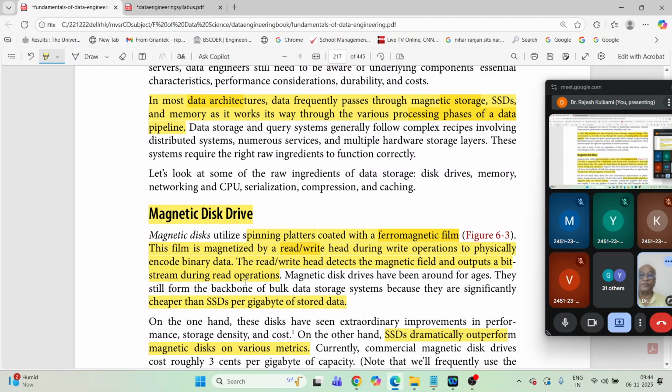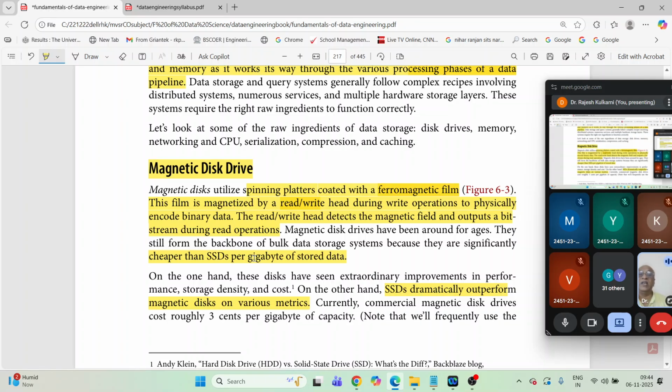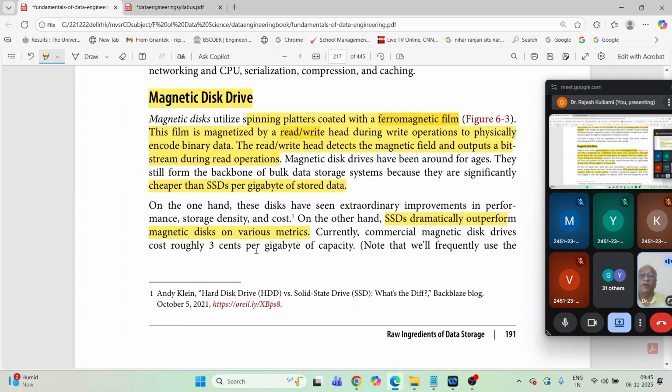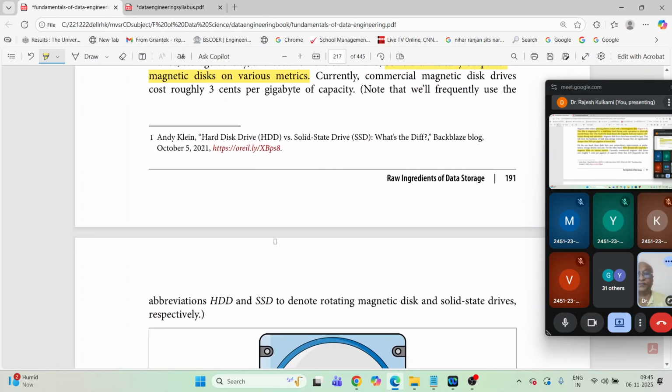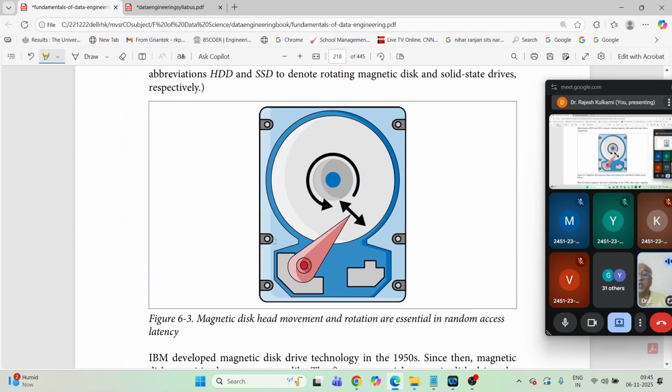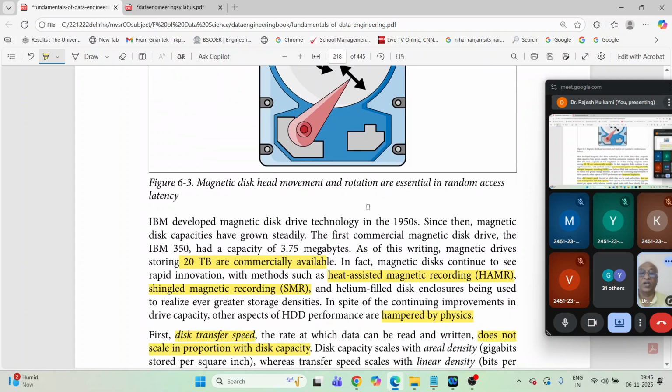Now coming to the magnetic disk drive, the moment we say magnetic disk drive, we are speaking about hard disks, and we know that hard disks are cheaper than SSDs, is it not? But the performance of SSDs is far better than hard disks or magnetic disks. So this is our typical magnetic disk. There is head movement, there is rotation, there is latency of random access also, right?